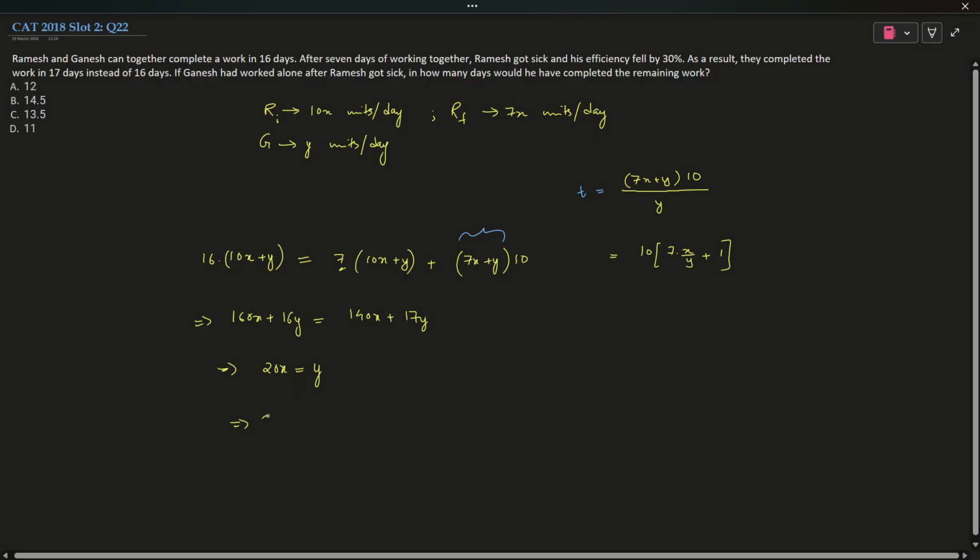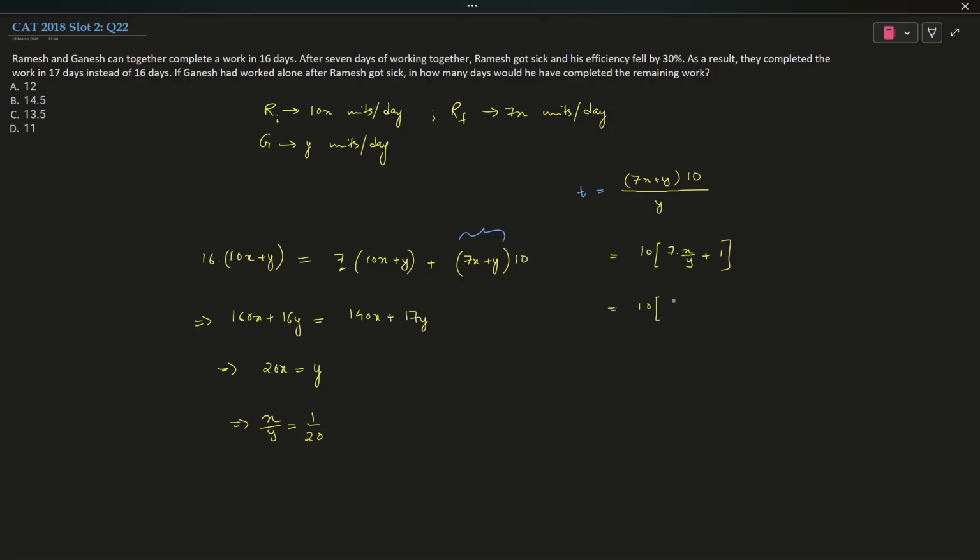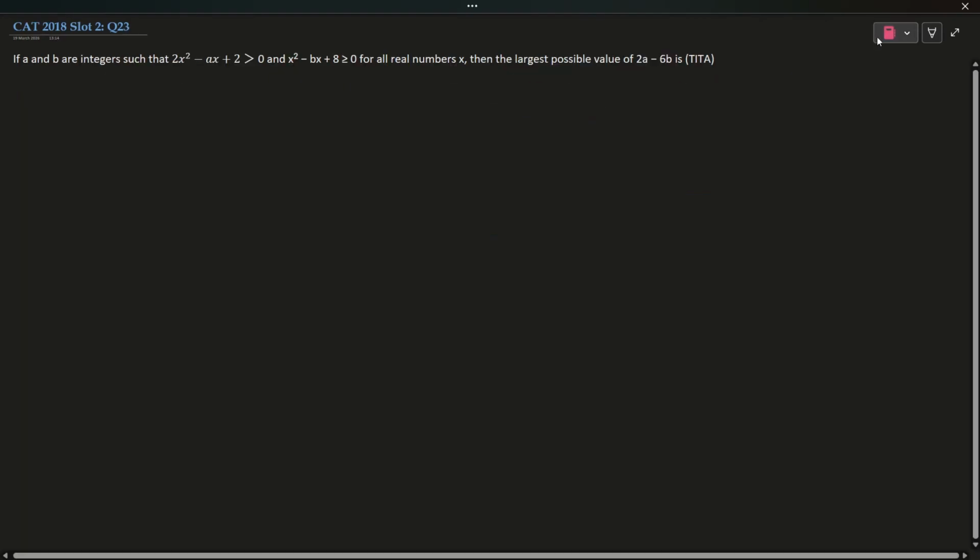X by y will come out to be 1 by 20, so 7 by 20 plus 1, which is 27 by 20. 0 and 0 get cancelled, so 27 by 2, which is 13.5 days. 13.5 days. Option C is the correct answer, guys. Easy question. Let's move on to the next question.